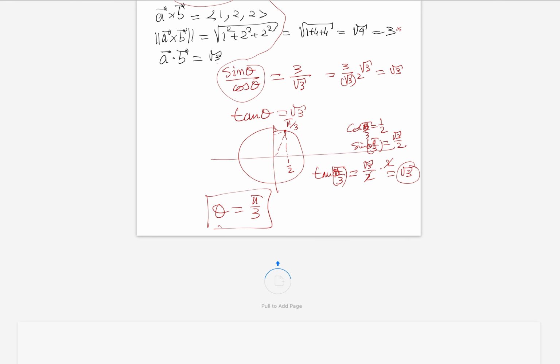Now let's do question number 18. Problem number 18 asks you to describe and sketch the surface. You have x squared plus z squared is equal to 1.